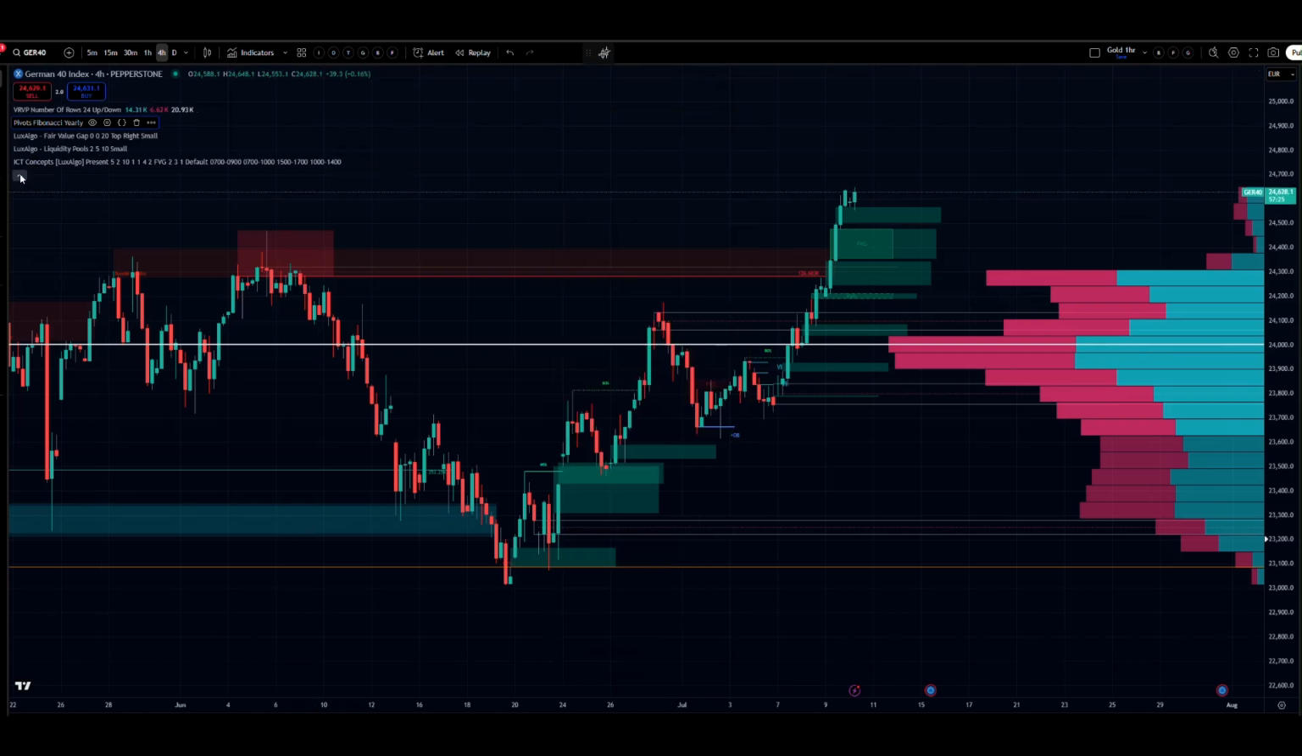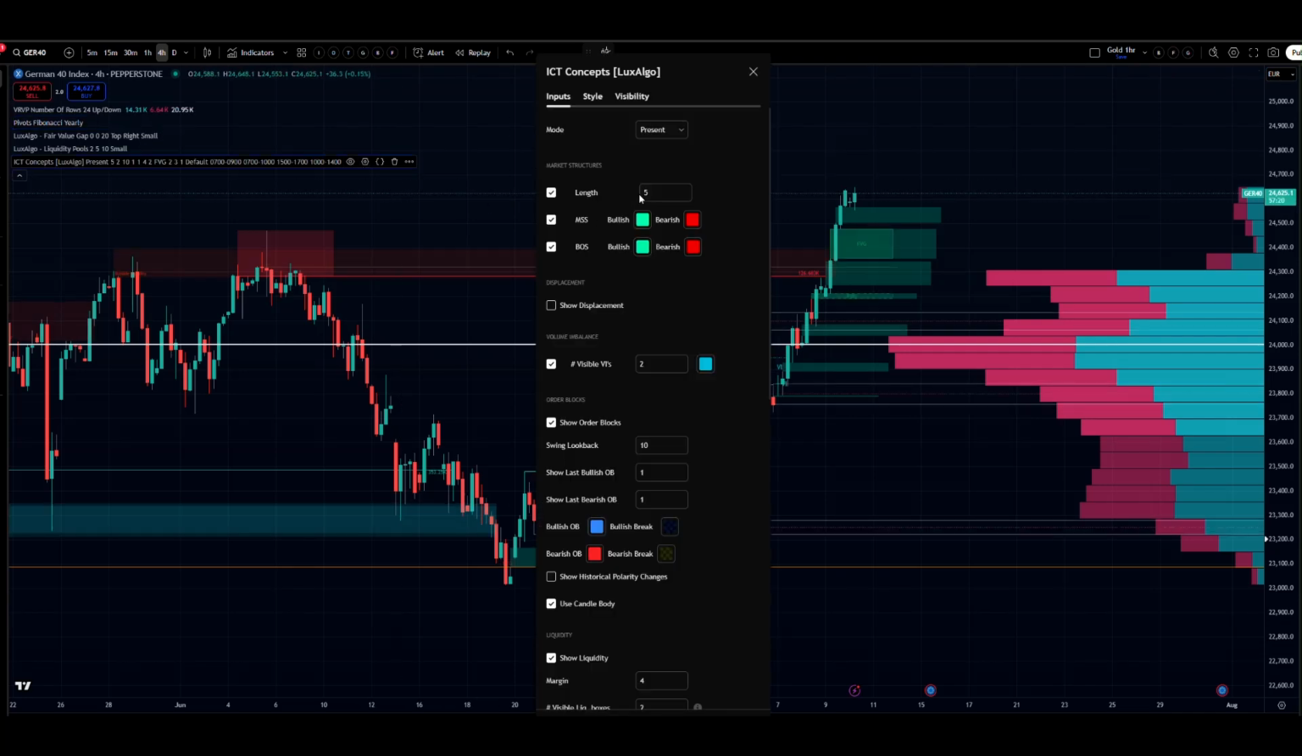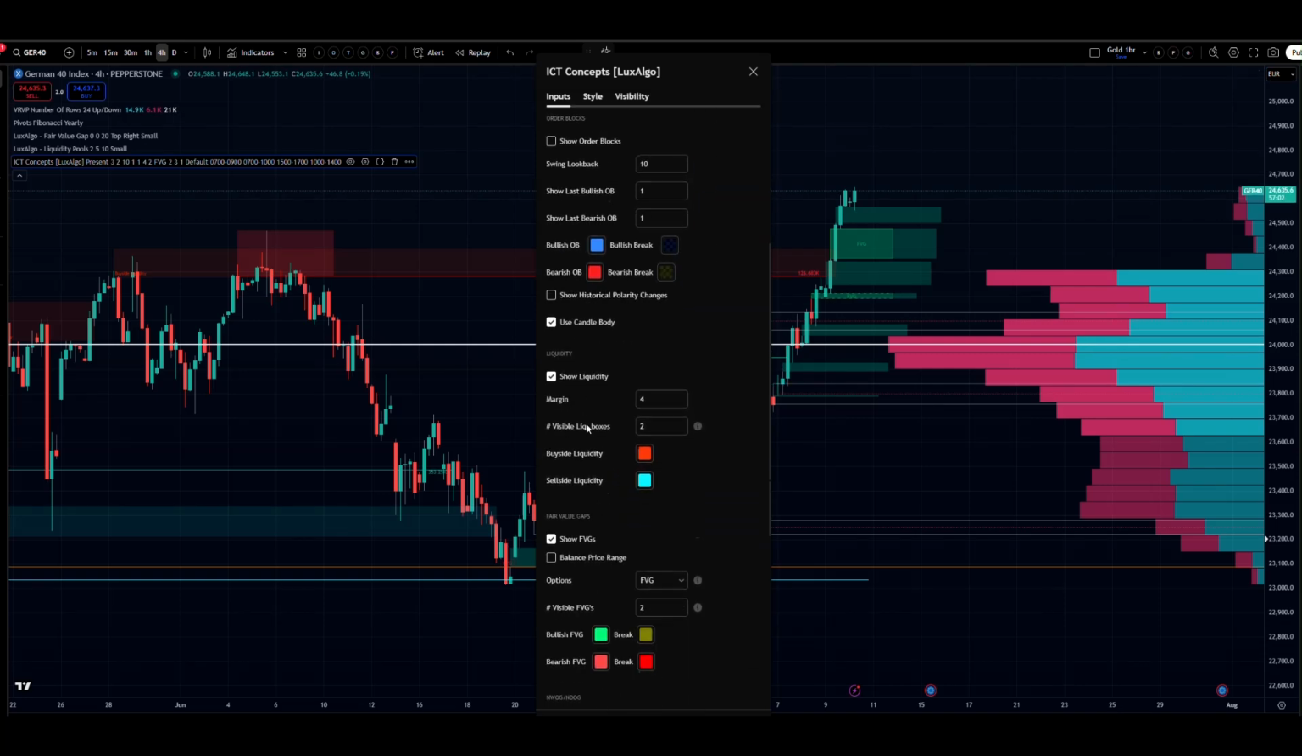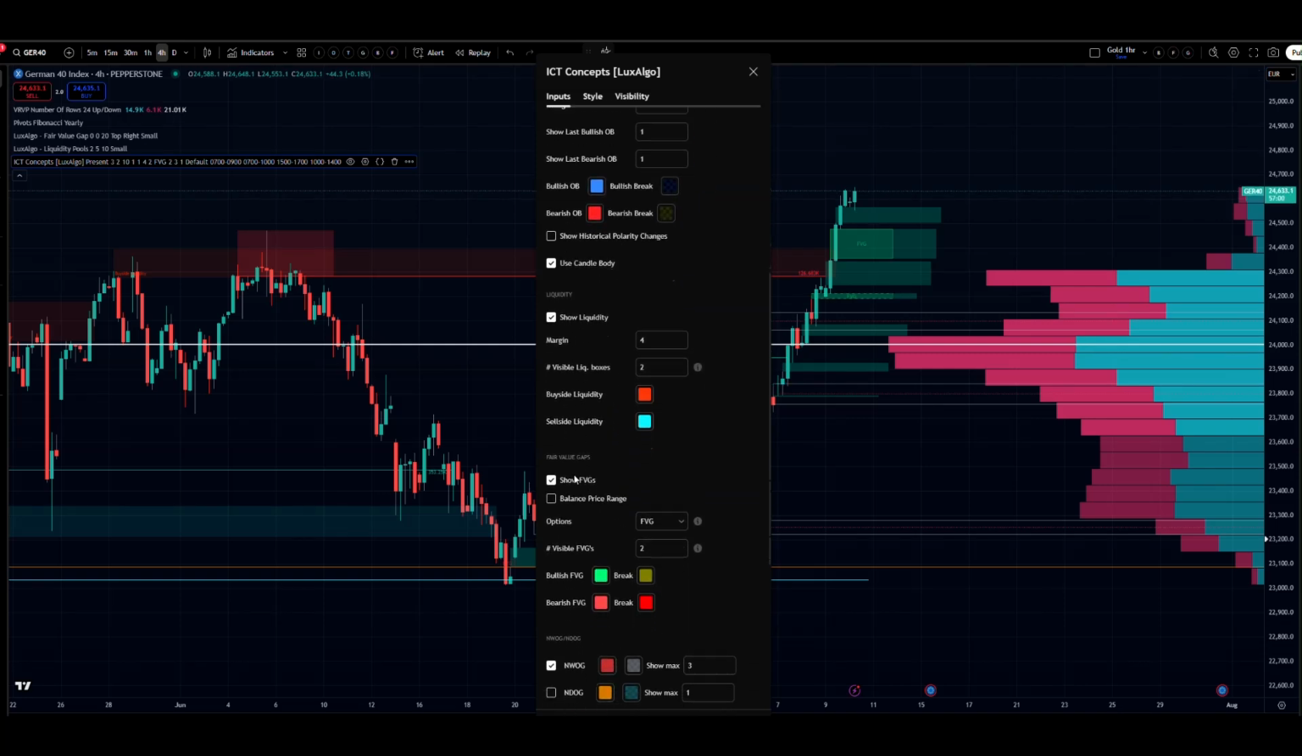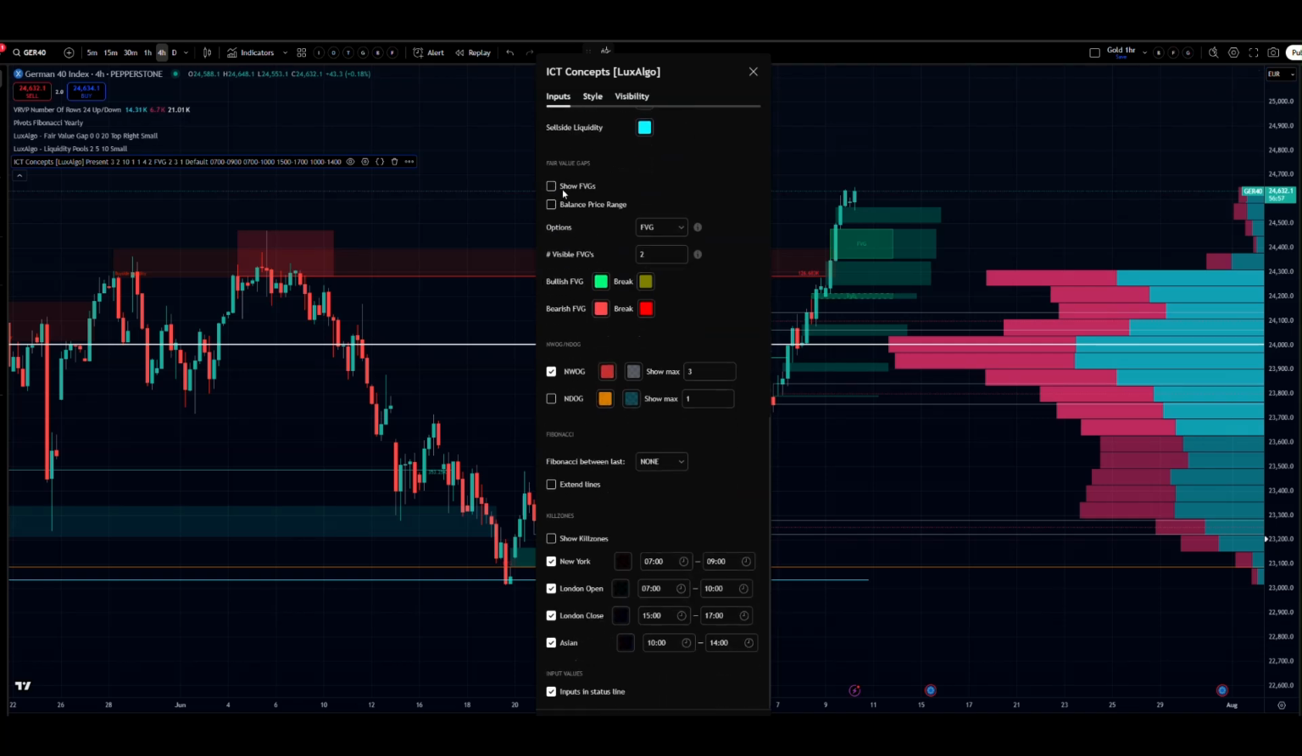So what we essentially are waiting for, let me just change this as well. One thing we did change was the market structure shift and breakout structure length, and we don't need all these things. Yeah, liquidity we can show. FVG we don't need to show because we have different indicators, and all these other things we don't really need.